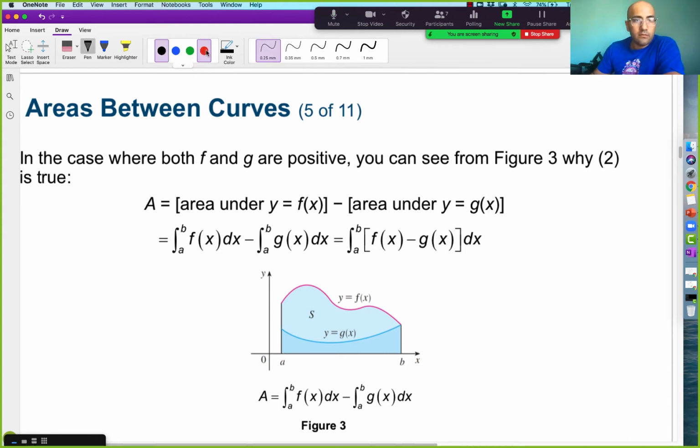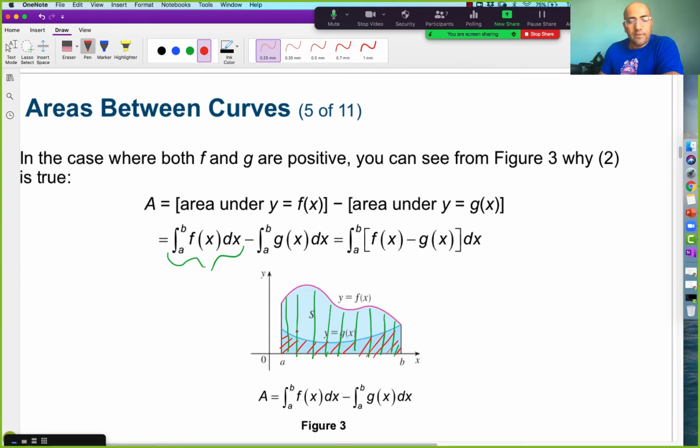Let's put it in green. This right here is the area underneath the f of x function, trapped between the f of x function and the x-axis between a and b. So that gives you this whole area all the way down to there. Now the g of x function gives you the area trapped between the g of x function and the x-axis, and that'll give you this area in red right here.